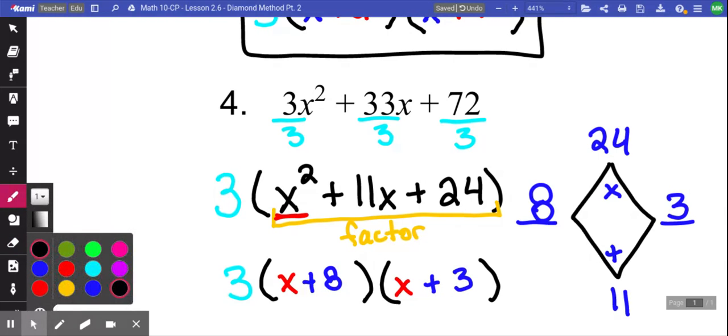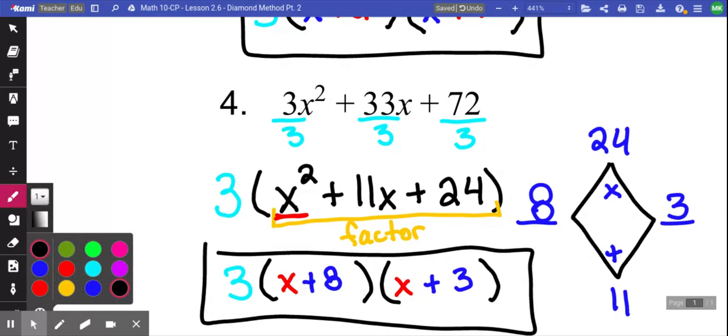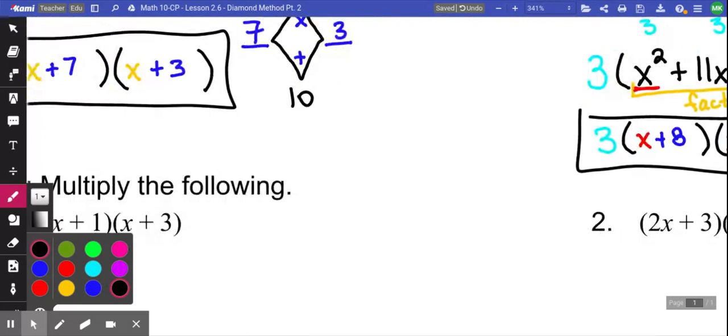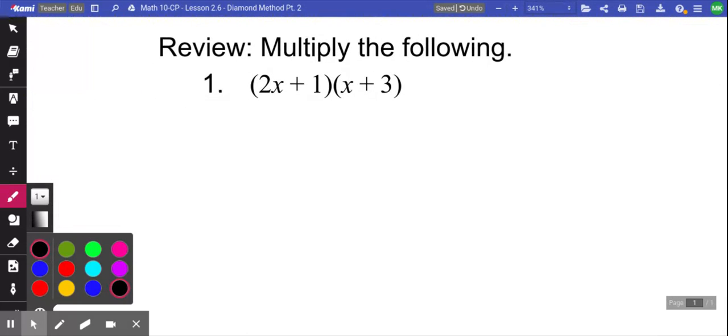That thing is now factored. That should have all been reviewed from yesterday, lesson 2.5. Today, we're going to do a little bit harder diamond method, but before we do that, we're going to just do a couple multiplication questions to see something unique that happens. So to remember how to multiply, we use distribution.